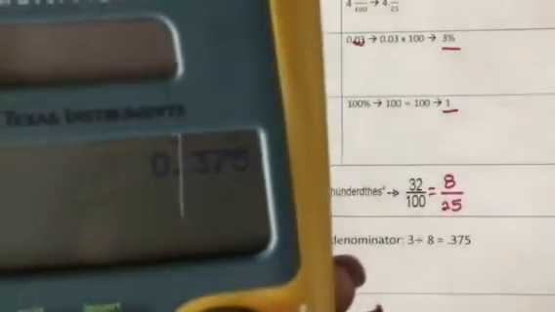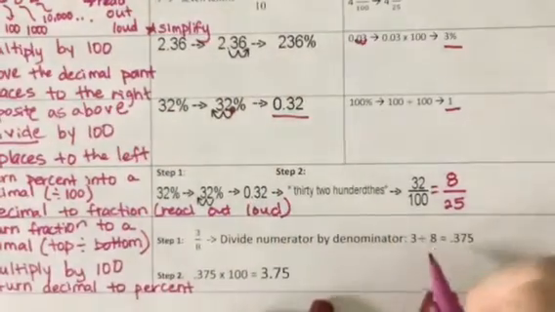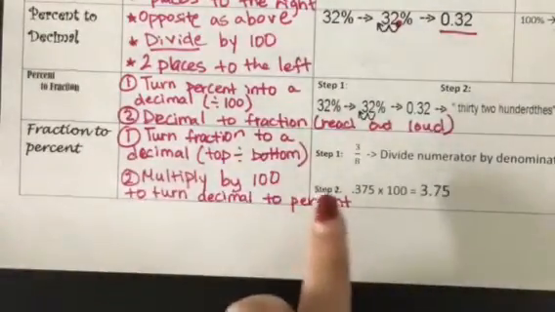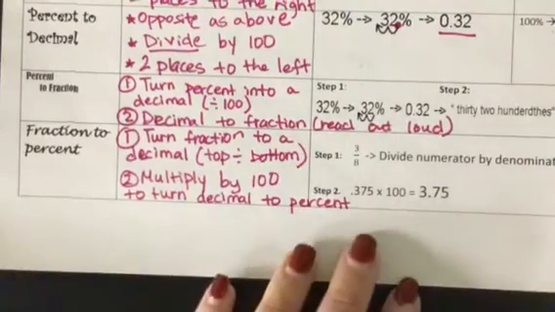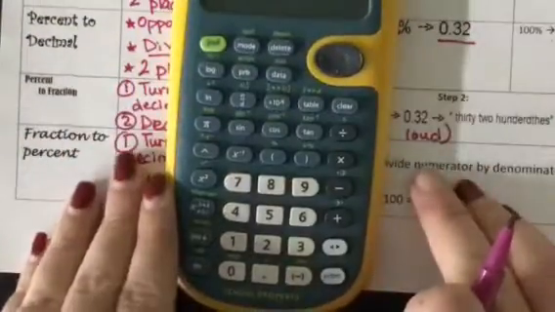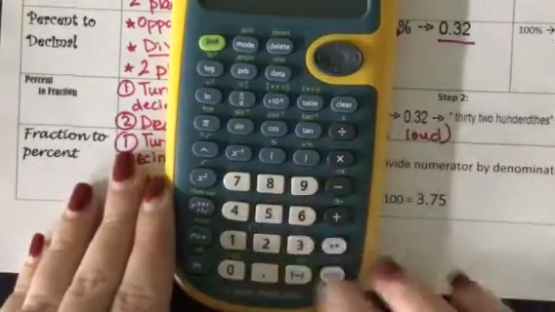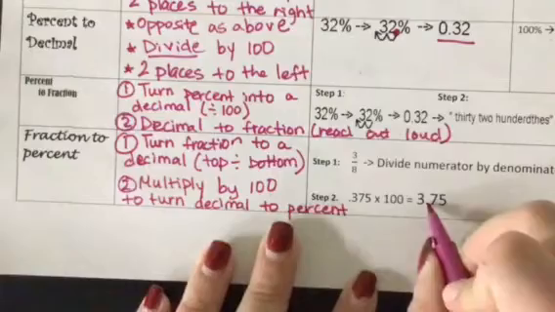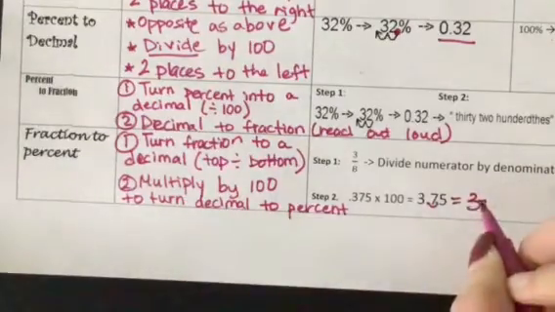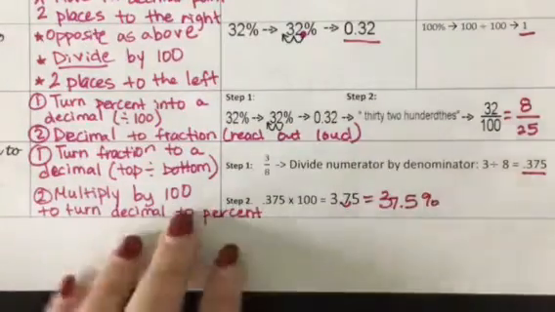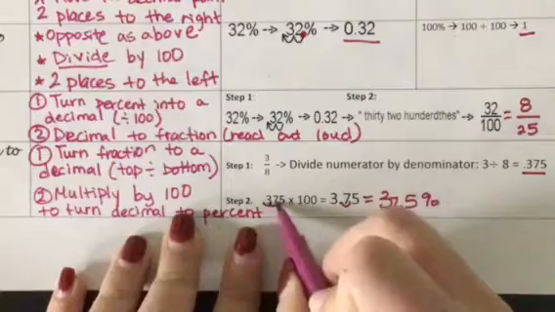We get 0.375. Okay, so 3 divided by 8 is 0.375. There's my decimal. Then step 2 is to multiply that decimal by 100 to turn it into a percent. Okay, we know we can do that on our calculator if we want. So we can just take the answer we already have on our calculator and multiply by 100 to get 37.5%. If we don't want to use our calculator, we can simply take our decimal and move it 2 places to the right.